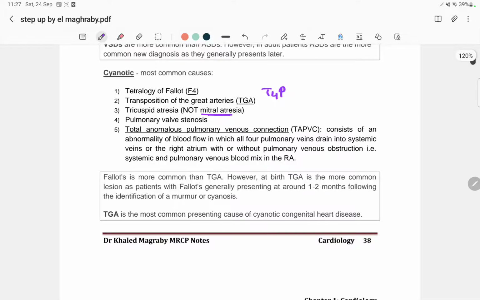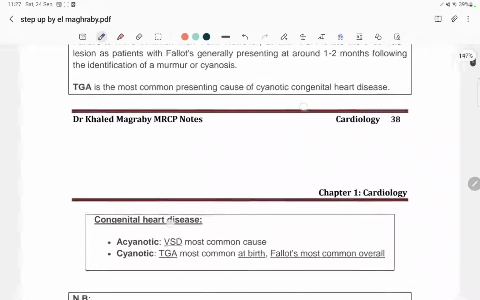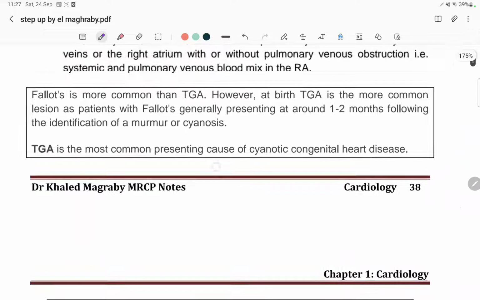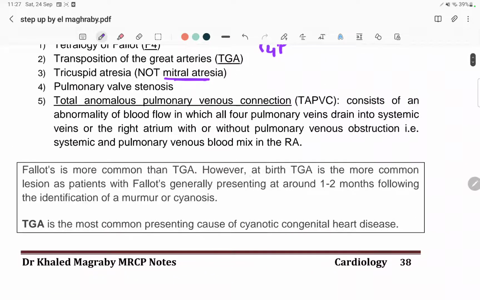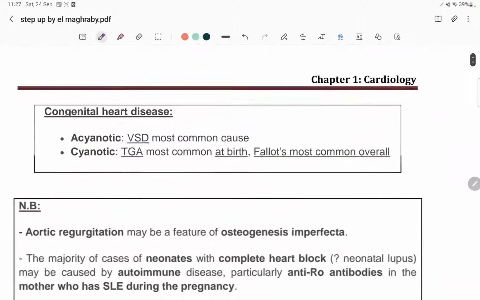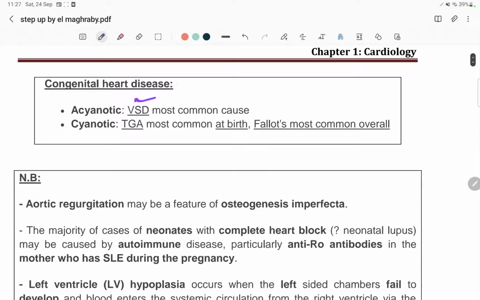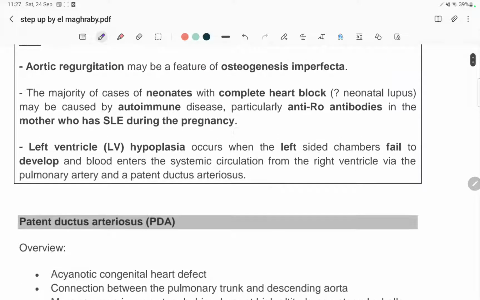Then Fallot is the most common, more common than the TGA, transposition of great arteries. However, TGA is the more common lesion in patients presenting earlier, while Fallot generally presents around 1 to 2 months following the identification of murmur and cyanosis. TGA is the most common presenting cause of cyanotic congenital heart disease. Congenital heart disease: VSD is most common, TGA most common at birth. Fallot is most common overall. At birth, TGA. Note: aortic regurgitation may be a feature of osteogenesis imperfecta.